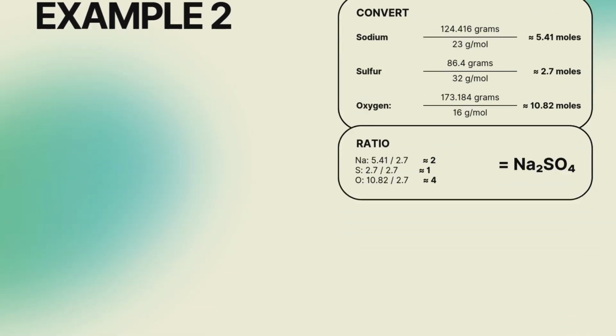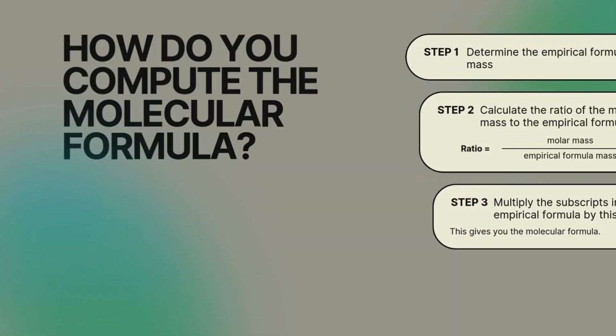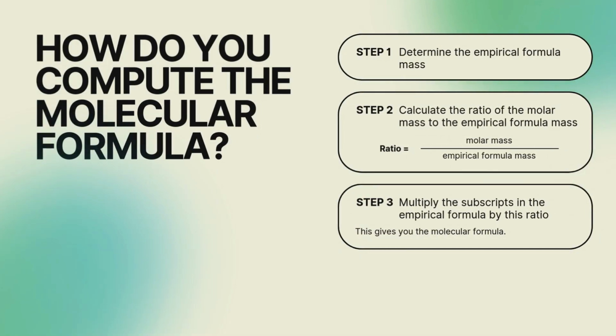Now, as we have learned to compute empirical formulas, let's dive right into the molecular formula. The molecular formula of a compound shows the actual number of atoms of each element in a molecule of that compound. It provides more detailed information than the empirical formula, which only gives the simplest whole number ratio of the elements. There are 3 steps for computing the molecular formula.